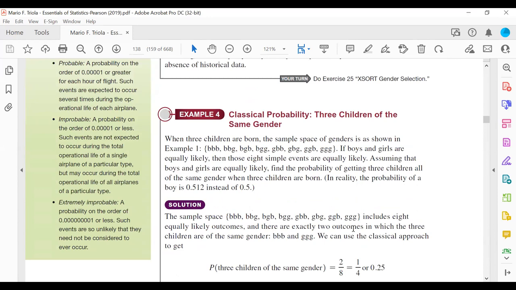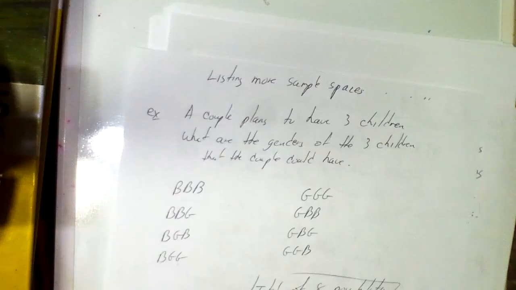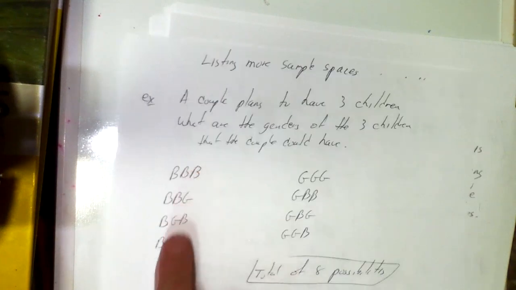Example number 4, 3 children of the same gender. All right, so going back to our data where this couple wants to have 3 children, and you were supposed to list all of the different genders of all 3 children that they can have. Notice that there are 8 of them. We did it before. BBB, BBG, and so on. We listed them all. I have it here in my notes. There they are. And example number four says, what's the probability that this couple has all three children with the same gender?